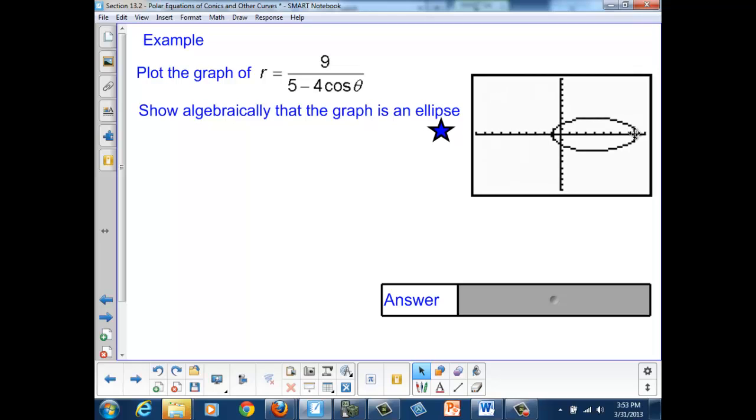But let's see if we can actually prove that the graph is an ellipse by converting our expression 9 over 5 minus 4 cosine theta into an expression in terms of x's and y's, and see if we can identify the conic section that way. So we're going to start with our equation, r equals 9 over 5 minus 4 cosine theta. And the first thing I'm going to do is deal with that denominator. I'm going to multiply both sides by 5 minus 4 cosine theta.